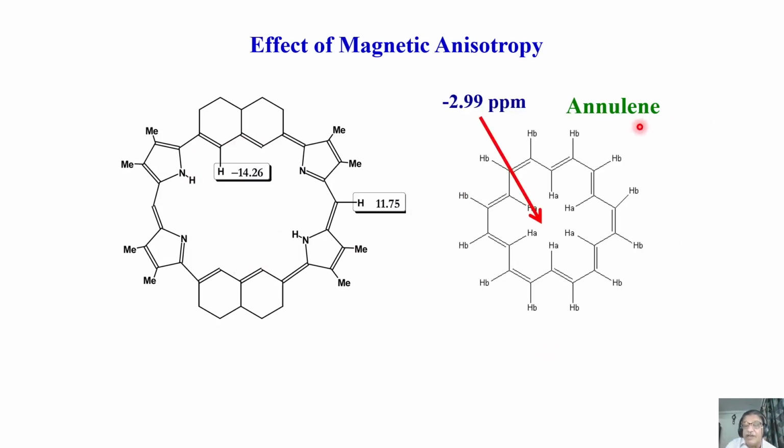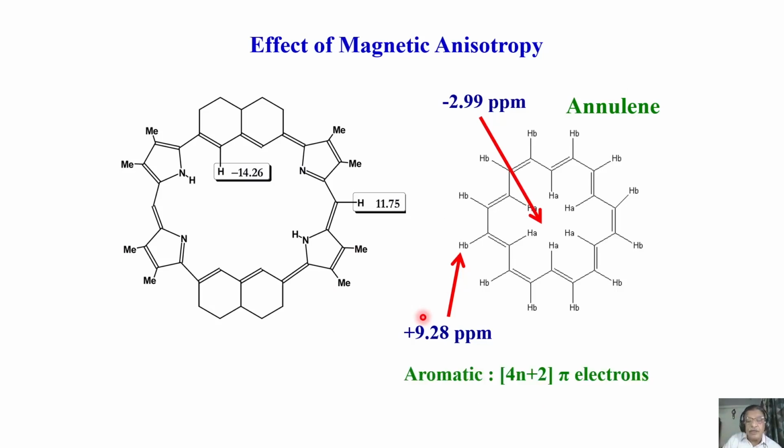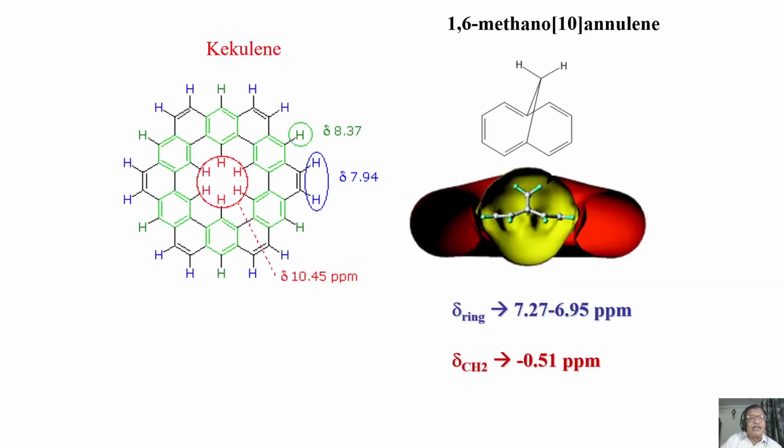Same thing in the case of annulene. The internal protons come at minus 2.99 ppm and the peripheral protons come at 9.28 ppm. Remember, internal protons go nearly 3 ppm beyond TMS. That is an important point you must remember. Similarly, you have a Kekulene structure. You look at the internal protons, which come at 1.45 ppm, and the peripheral protons on the outside at 7.94. Not so drastic a change as in the previous two molecules, but still the difference between the chemical shifts of interior and peripheral protons is obvious here.